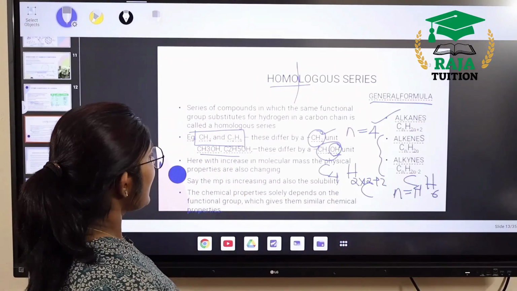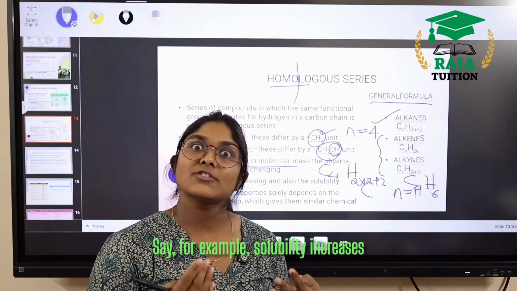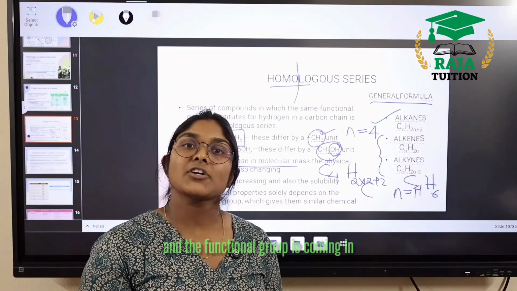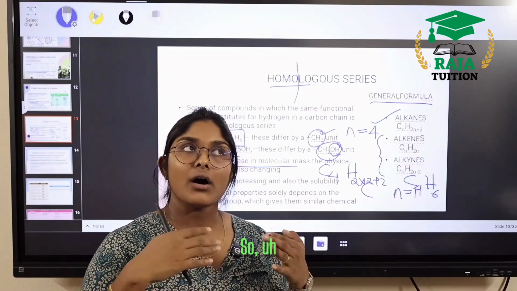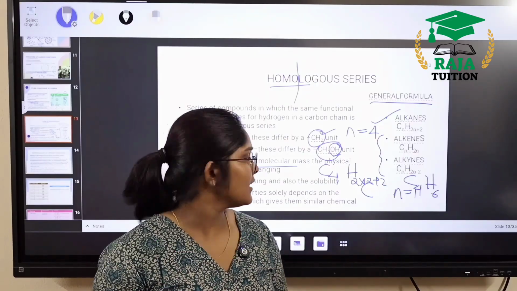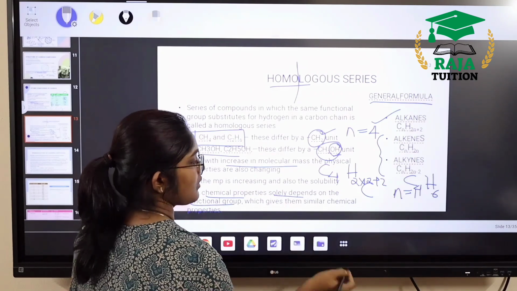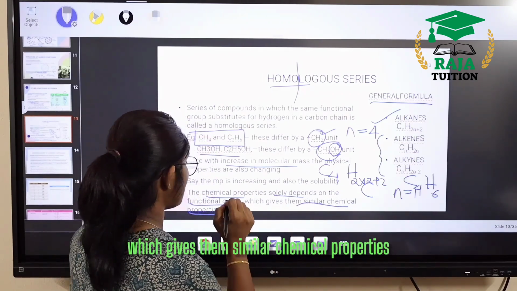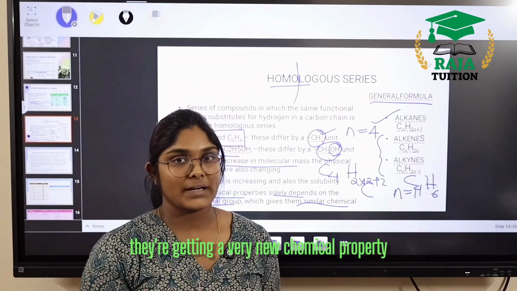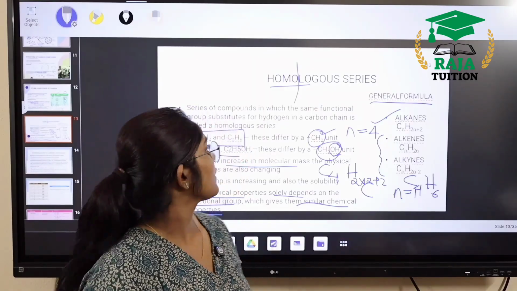With an increase in molecular mass there will be a gradation in their properties. For example, solubility increases and melting point increases because the molecular mass is increasing and the functional group is coming in. So altogether some new properties are getting added to these compounds, right? The chemical properties solely depend upon the functional group, which gives them similar chemical properties. With the addition of this functional group, they get a very new chemical property. They become alcohol, aldehyde or an acid.